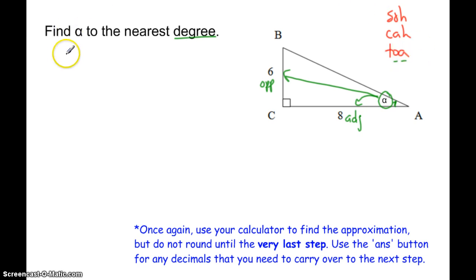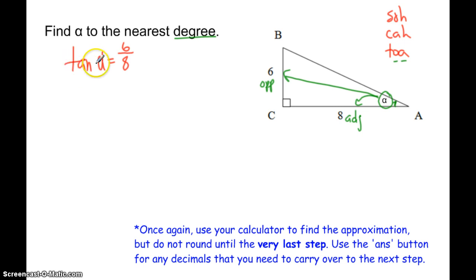So just like we just did, I would write this function out. Tangent of my angle, in this case alpha, equals opposite, 6, over adjacent, 8. So if I know that the tangent is 6 over 8, I want to find the angle. So I use that inverse tangent button.